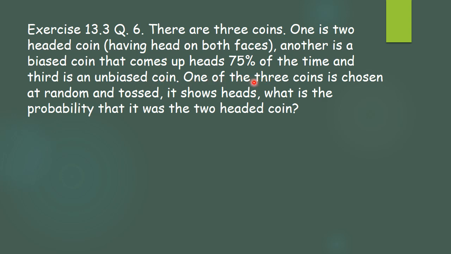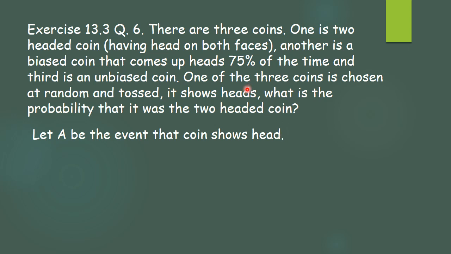One of the 3 coins is chosen at random and tossed. It shows the head. What is the probability that it was the two-headed coin? Now, the experiment is done: a coin is selected and tossed and it shows the head. So our main event is that the coin shows the head. Let A be the event that the coin shows the head.